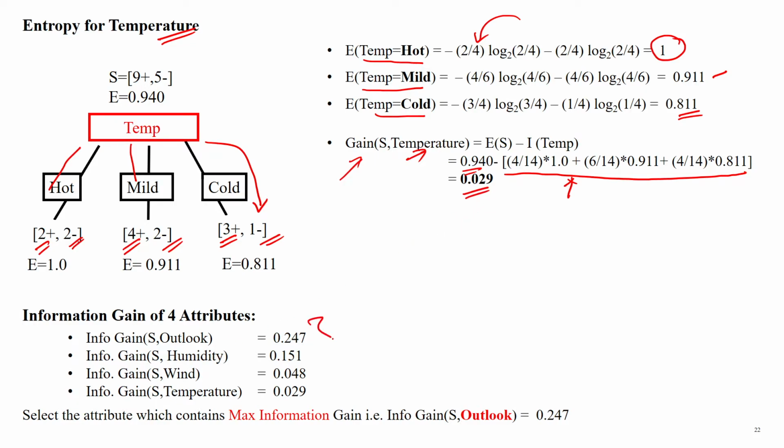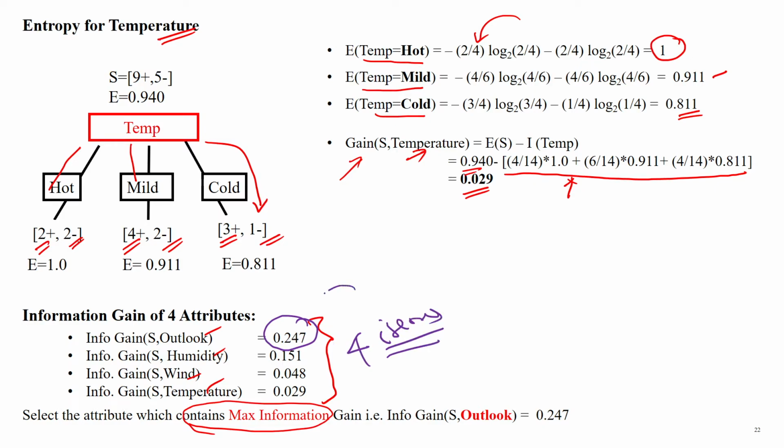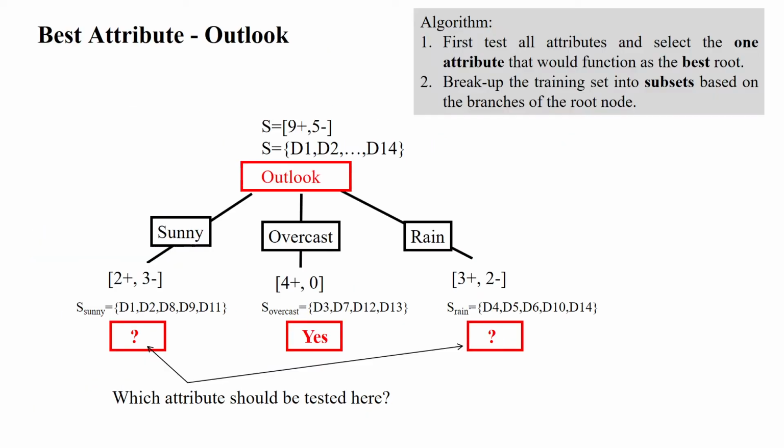So now we take the information gain of all four attributes: outlook 0.247, humidity 0.151, wind 0.048, temperature 0.029. Now we have to select the maximum information gain value. Here the maximum is 0.247 among these four. So this will act as the best attribute to take the decision. So outlook is selected as the best attribute.